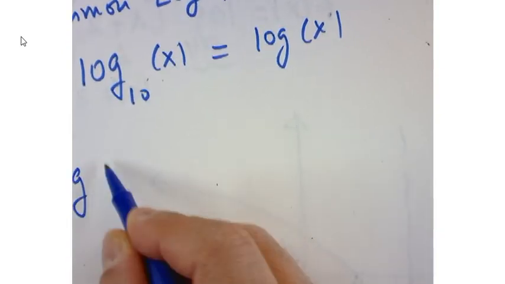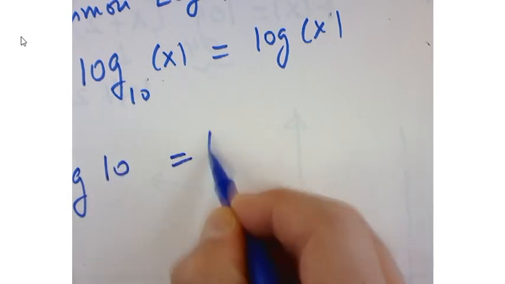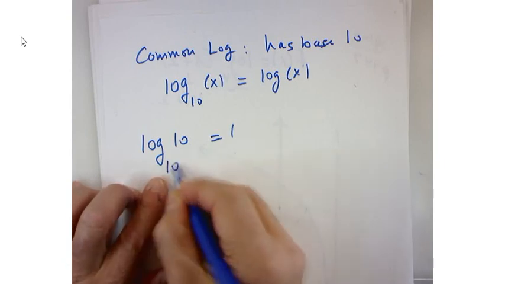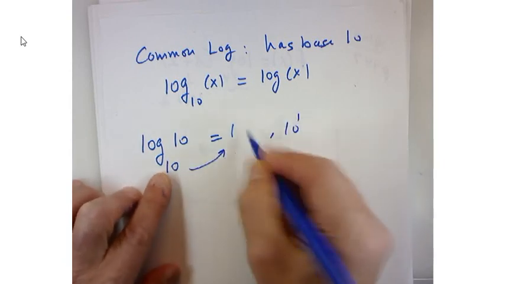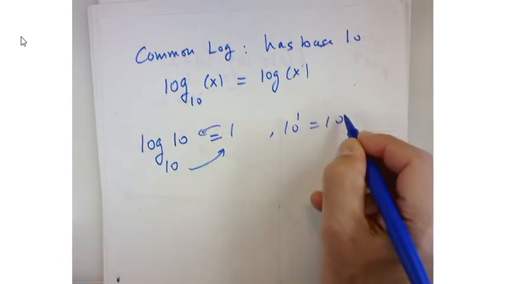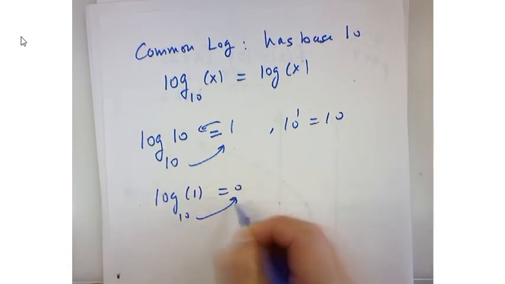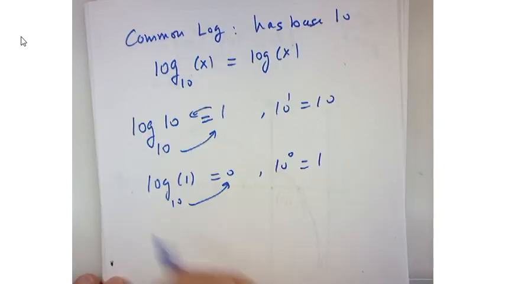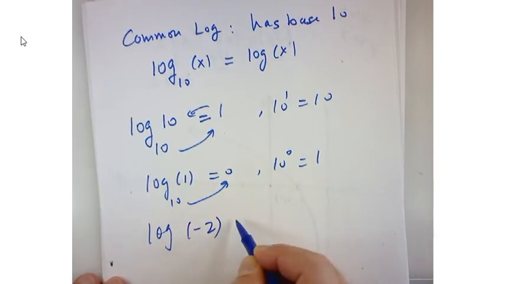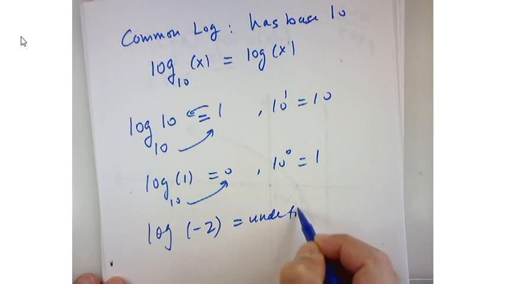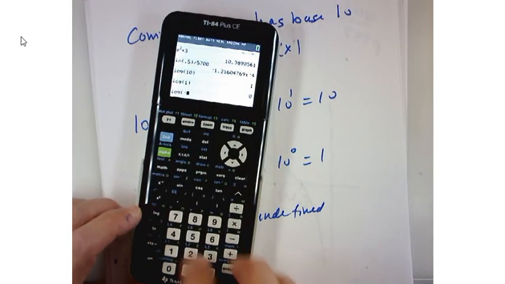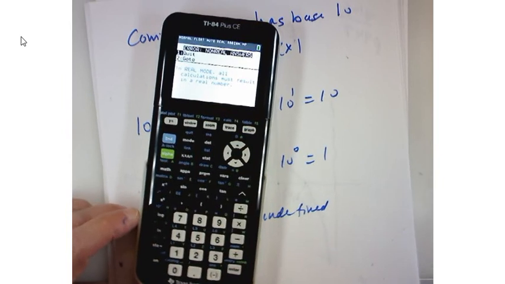Okay, so if you're doing log 10, that's equal to 1, because remember there's a 10 here, and 10 to the first power, if you change it into exponential, is 10. If you're doing log of 1, that's 0, because again 10 to the 0 is 1. If you're doing log of any negative, it's undefined. Even your calculator is programmed to do that. Log of negative 2, and you can see it's non-real. Okay.